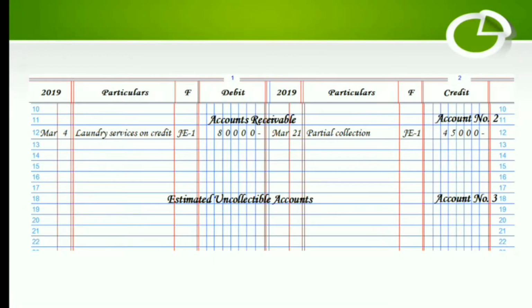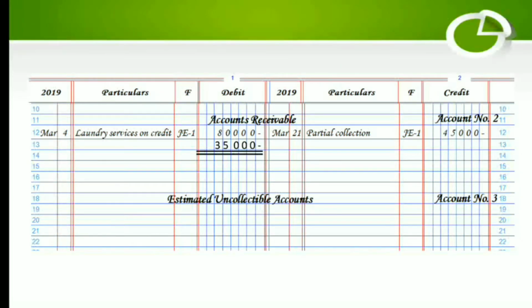Moving on to account number 2, and that is accounts receivable. So we have here a single debit amount of 80,000 and a single credit amount of 45,000. So what we're going to do here is get the difference between the 80,000 and 45,000. And then the difference is 35,000. And we are writing it in the debit side since the debit total is greater than the credit total. And then don't forget the double rule.